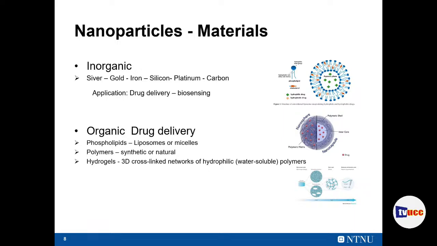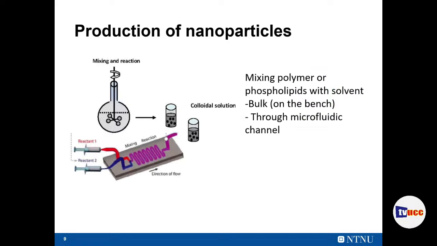And then just one slide on how to make these nanoparticles. Because the easy way to do it is just to mix it on the bench. Like I said, phospholipids will spontaneously form this kind of liposomes. But if you mix polymer with a solvent just on the bench, you get nanoparticles with a range of sizes. And very often you would like them to have more the same size, being more monodisperse.